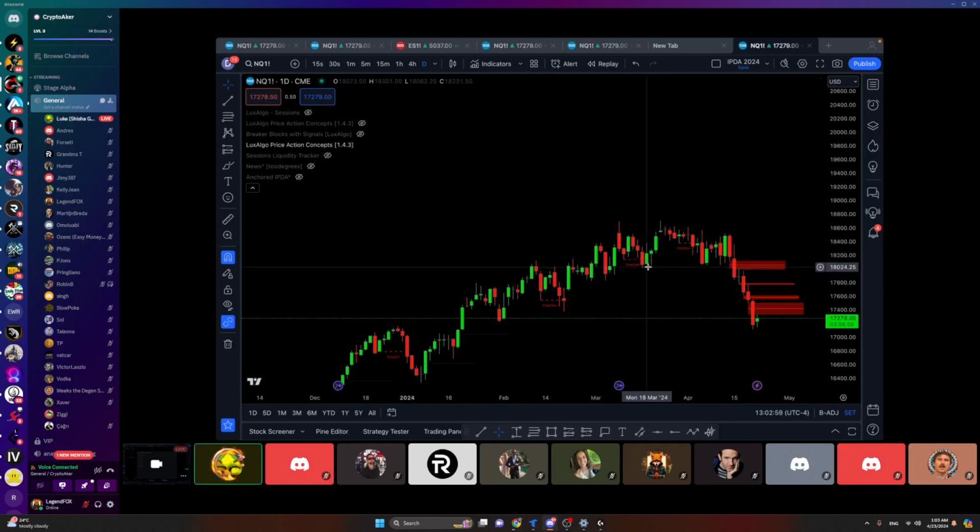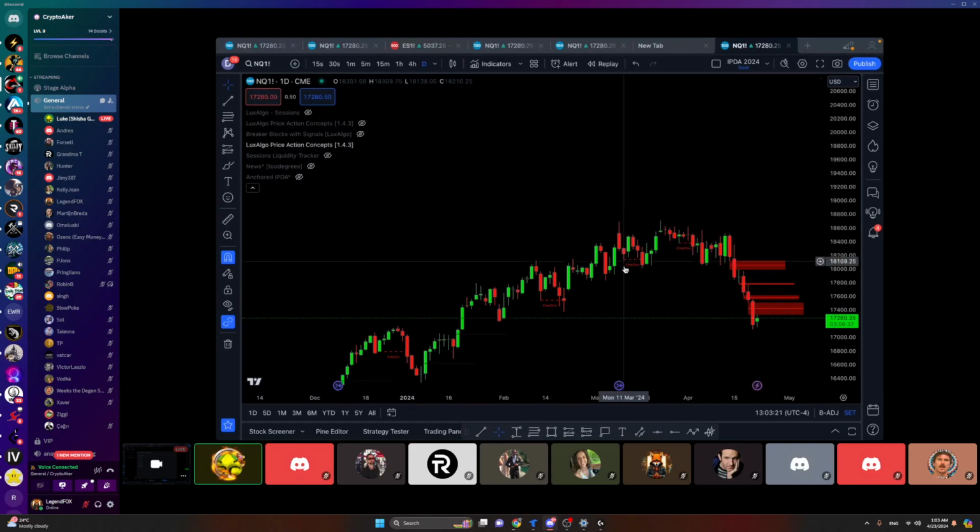So this low, anybody that has been shooting from here has been swept, and now we broke this level here. This is a really valid change of character, okay? This one here is not. This here didn't take out this high or this high. It has to take out at least the highest high. In this chart right here, it did.